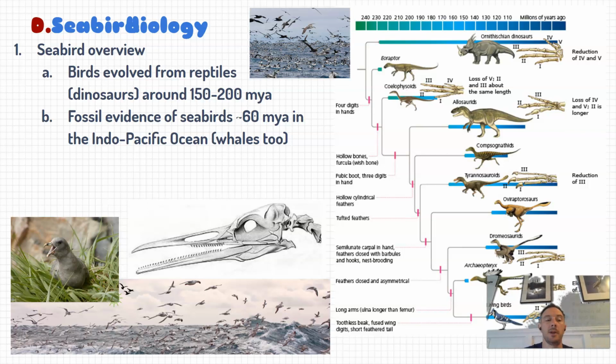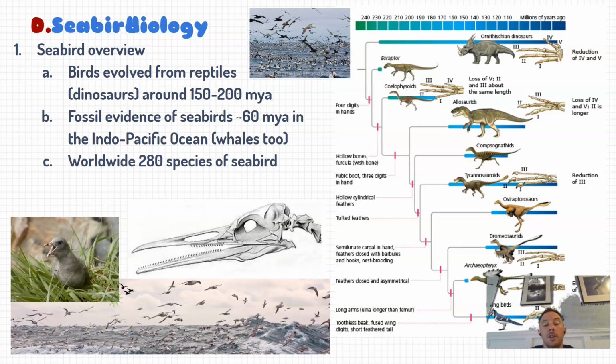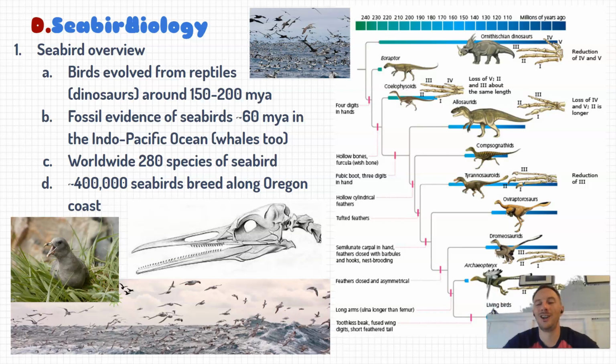Because it's a very arid area and because it's been uplifted by the collision of India, we have a really good fossil record from that region. There's probably other areas where all this was going on, but we just don't have good enough fossils. But in that area we do, so we have a good lens into what was happening in this 60 million year old window. And we find evidence of seabirds and transitional forms. Worldwide today, there's 280 species of seabird. Pretty cool. And here off the Oregon coast, and this is a real rough estimate, there's about 400,000 seabirds that breed along the Oregon coast.